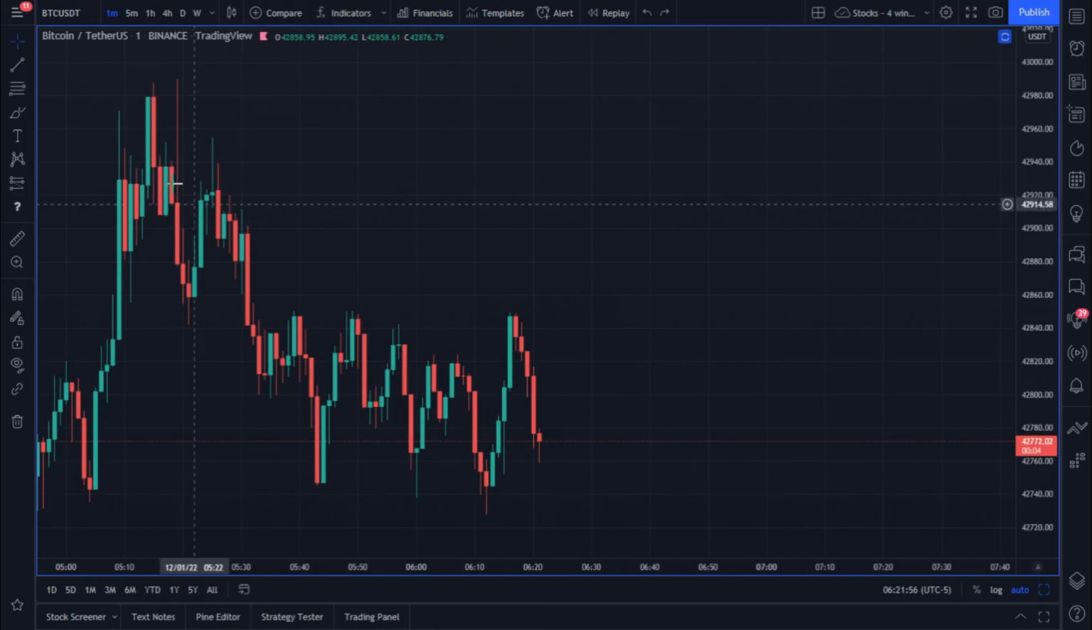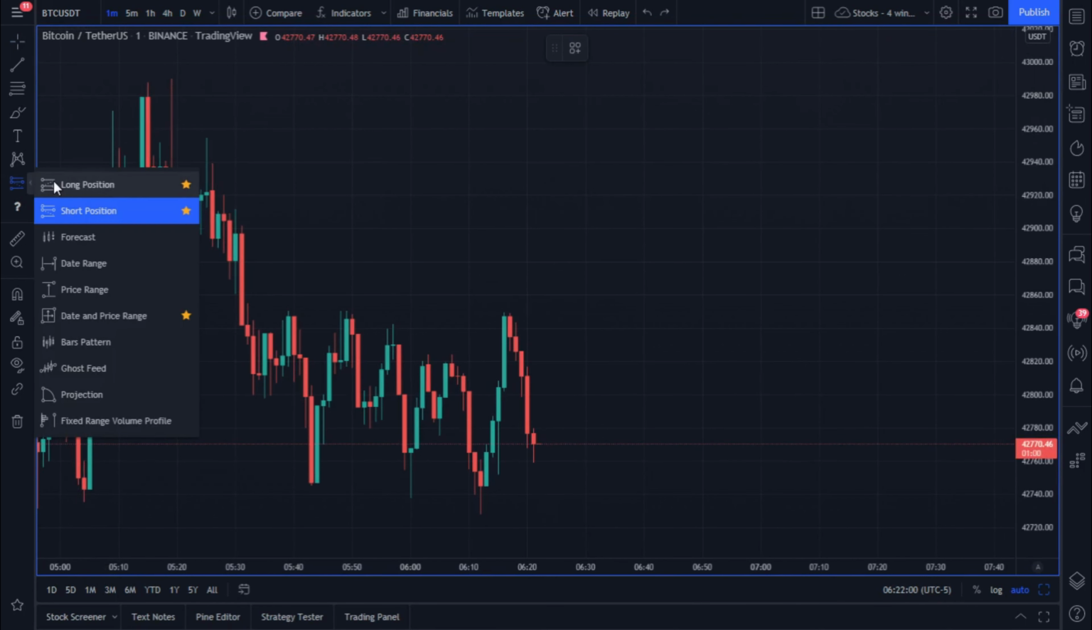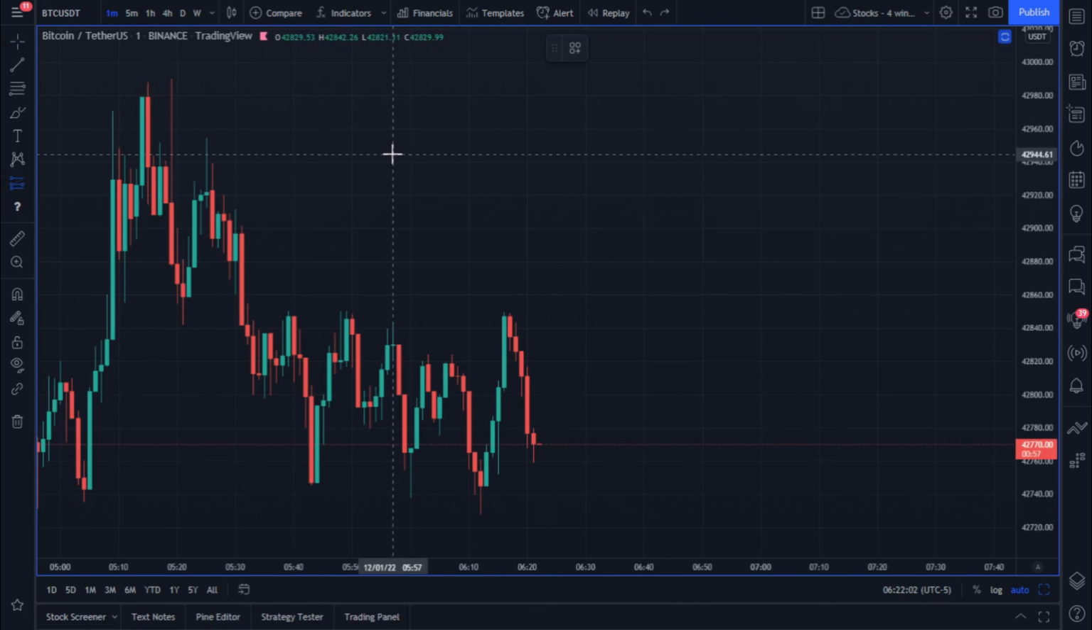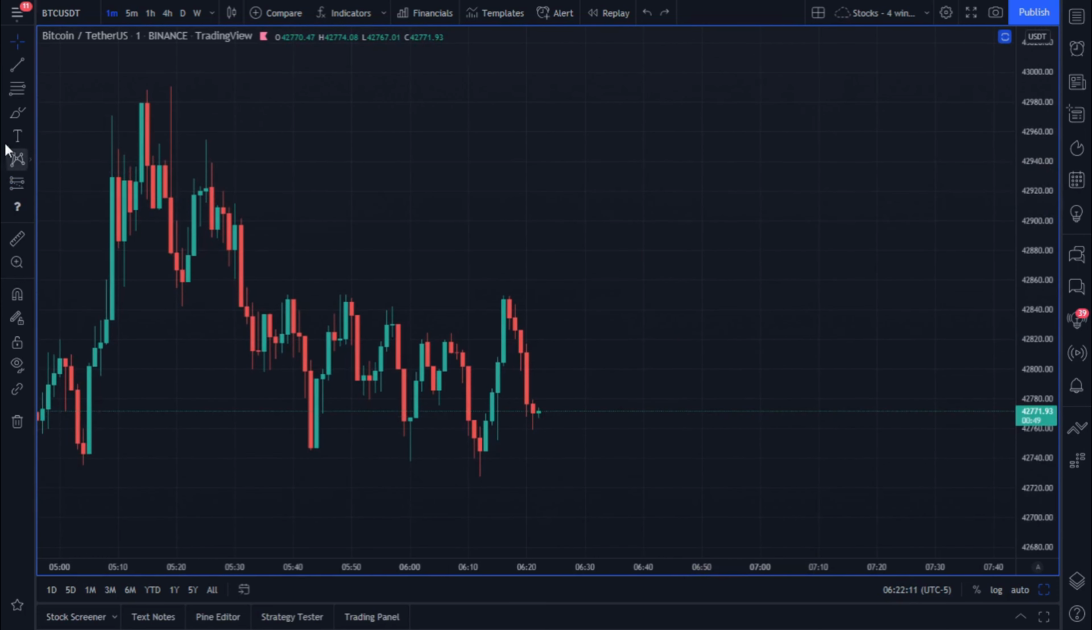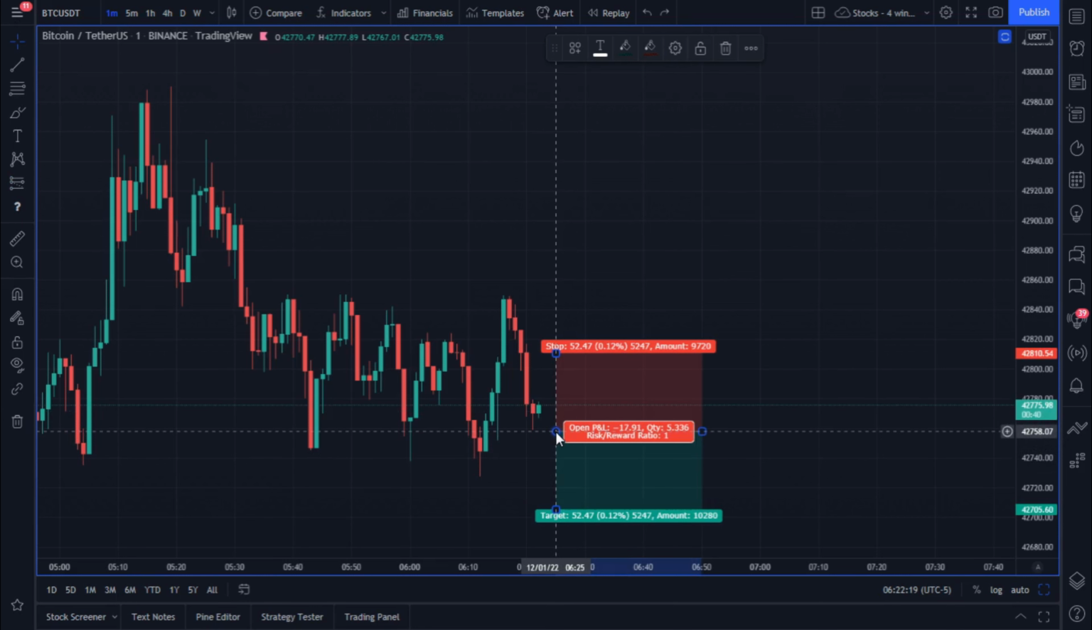So let's go long. Oh no, let's go short, because my TA says so. Oops, let's get rid of that. All right, so our technical analysis tells us if the price closes here, below here, we'll enter.